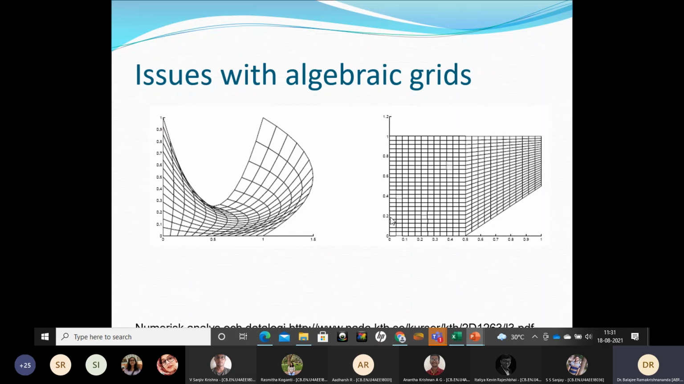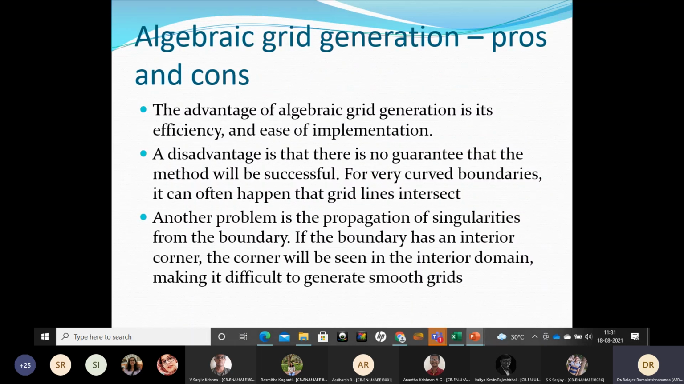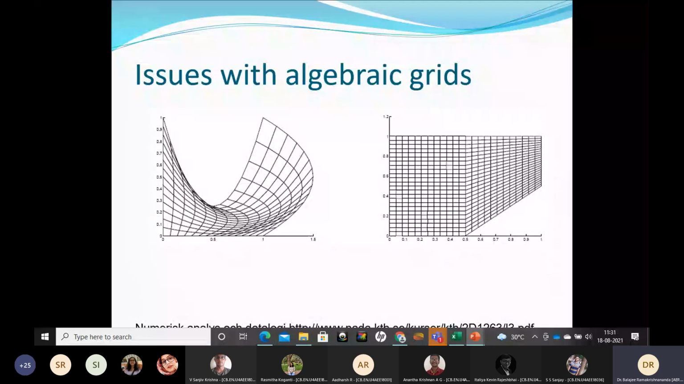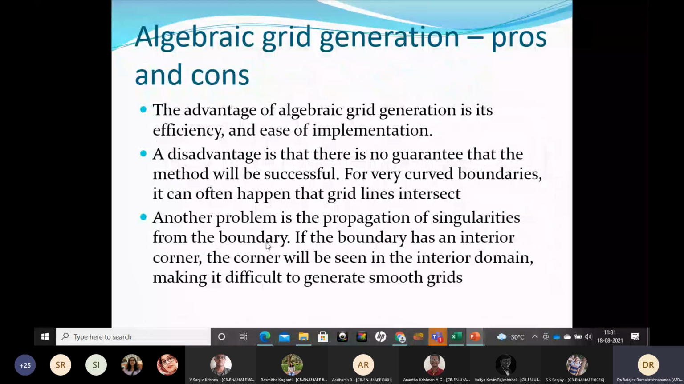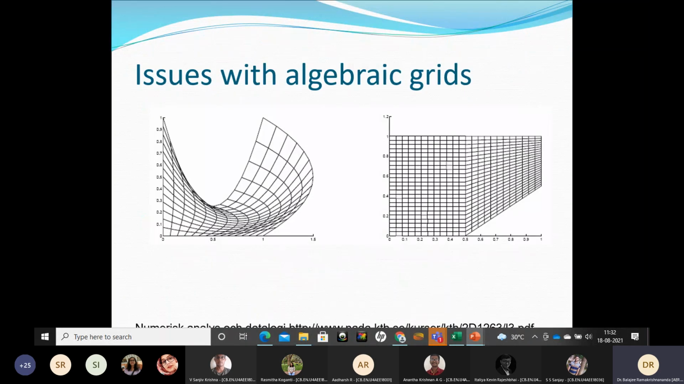This is a check for you to see whether your grid is good or not. So, another problem, the last one, is the propagation of singularities from the boundary. If the boundary has an interior corner, the corner will be seen in the interior domain, making it difficult to generate smooth grids. You don't want the sharpness in the interior points; they should be smooth. Now this will not be generated using an algebraic grid, as you can see from this figure.